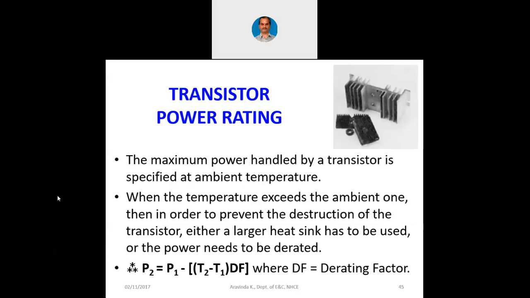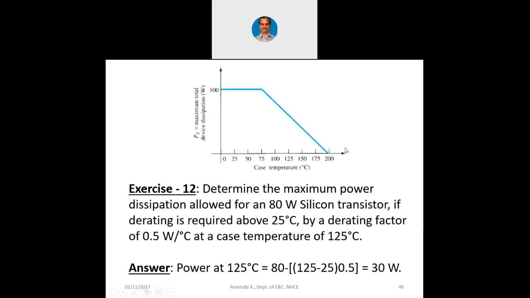So now, let me show you an exercise. You can see this curve now. Here you can see case temperature is in degree centigrade, let us say up to 75 degrees centigrade. Here PT is the maximum total device dissipation in watts. And now it is 100%, let us say, when the case temperature is 75 degrees centigrade. Case means the body of the transistor is 75 degrees centigrade. Now when the temperature increases, it has to be derated. Otherwise, the transistor will definitely burn out. So this is called derating. Beyond a certain temperature, power needs to be reduced so that the life of the transistor will be increased.